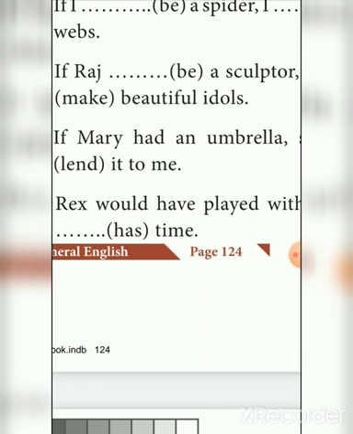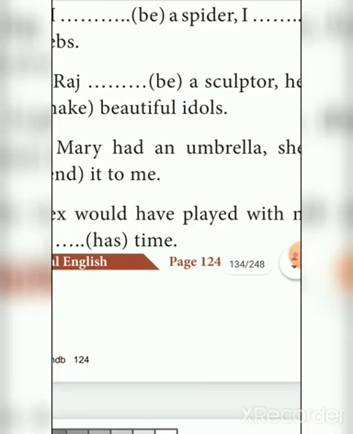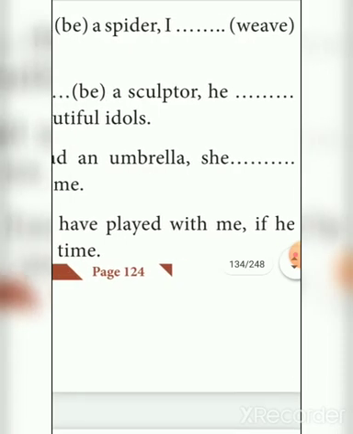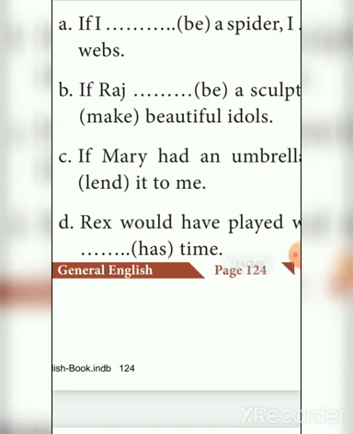Already I told you, had plus verb. If had acts as a main verb, there is no past participle. Which condition can we use? Second condition. Improbable. This is not unfulfilled or impossible. This question comes under what? Second condition. If Mary had an umbrella. Okay, so second condition, what is the result? She would lend it to me. She would lend it to me.